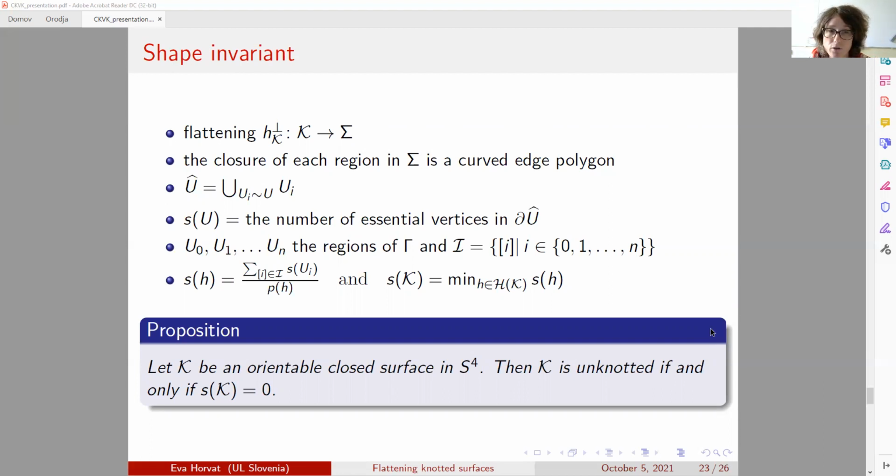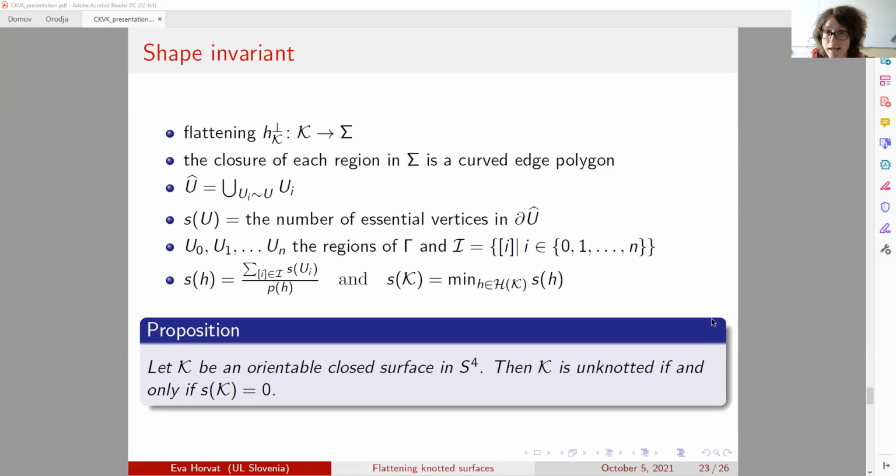So if, again, we denote by U0 to UN the regions of our diagram, and then take as I the set of all equivalence classes of indices, then we may consider S of H, which is the sum of these numbers, S of UI over all equivalence classes of regions, divided by the partition number of H, and then again take the minimum of all these values over all hyperbolic splittings of the surface. So this defines again an invariant of embedded surfaces, and it turns out that this invariant distinguishes unknotted surfaces. So an orientable closed surface in the four-sphere is unknotted if and only if its shape invariant equals 0.